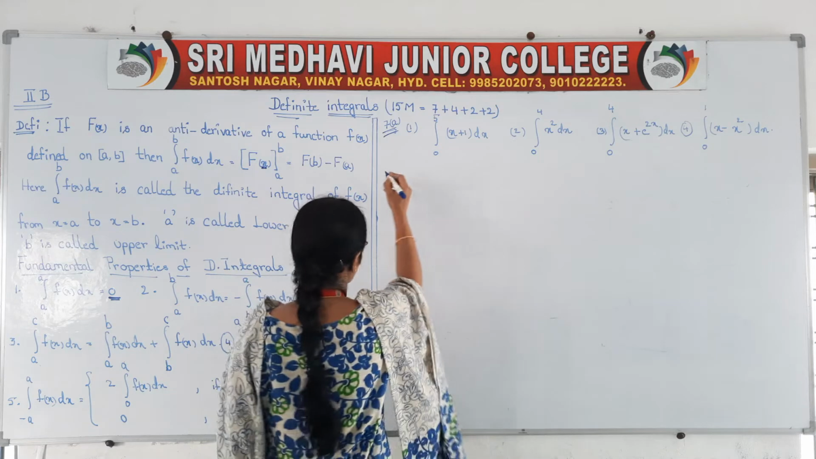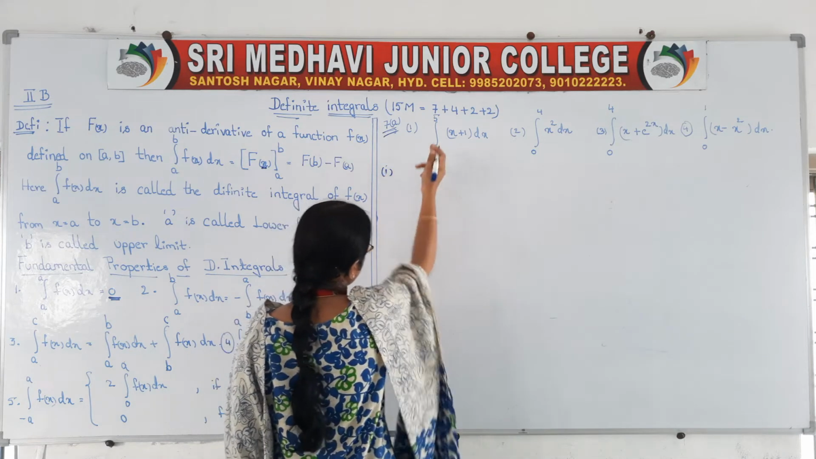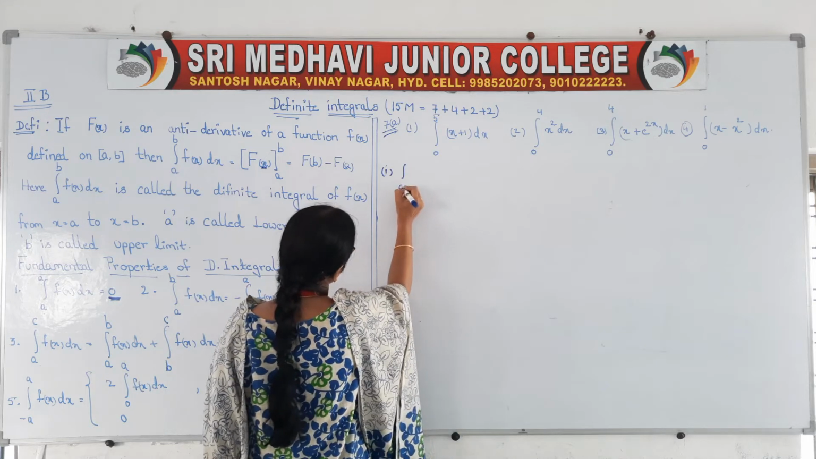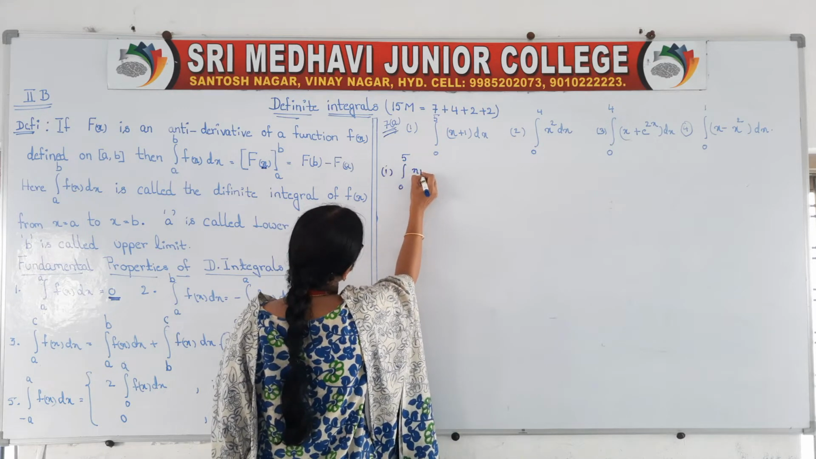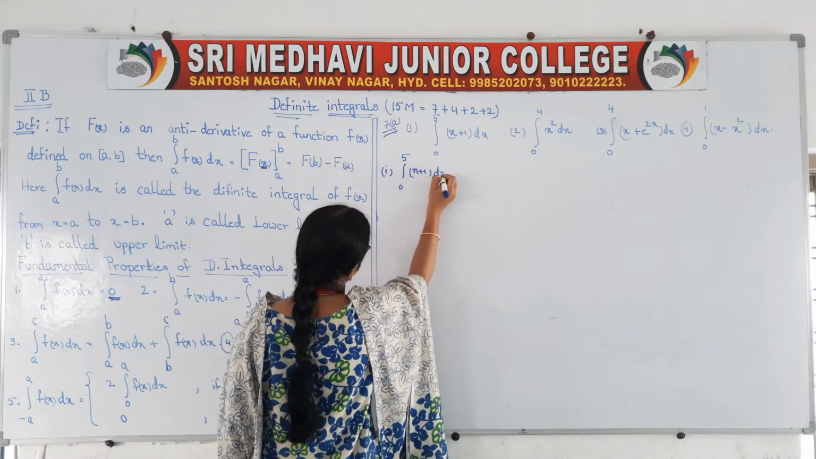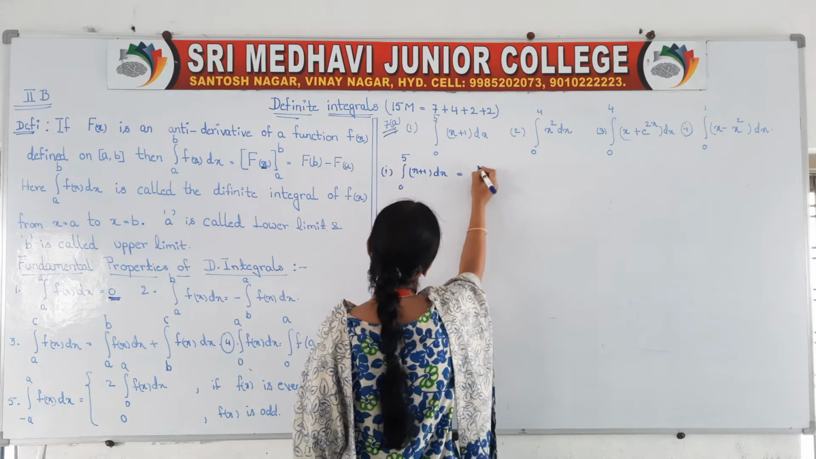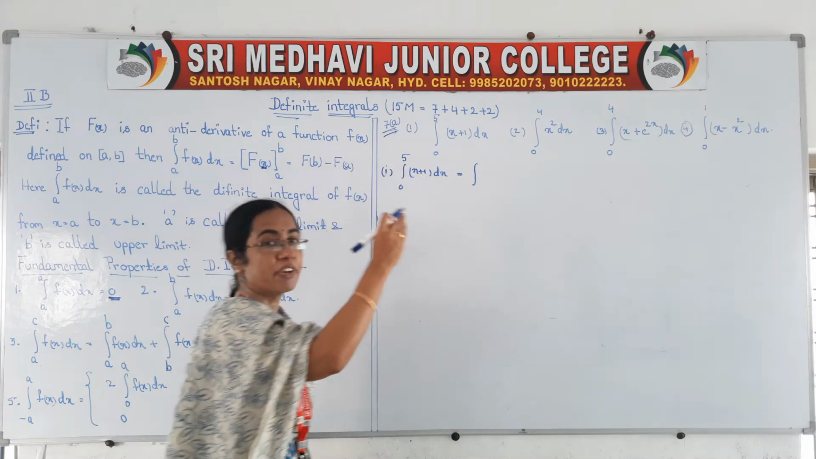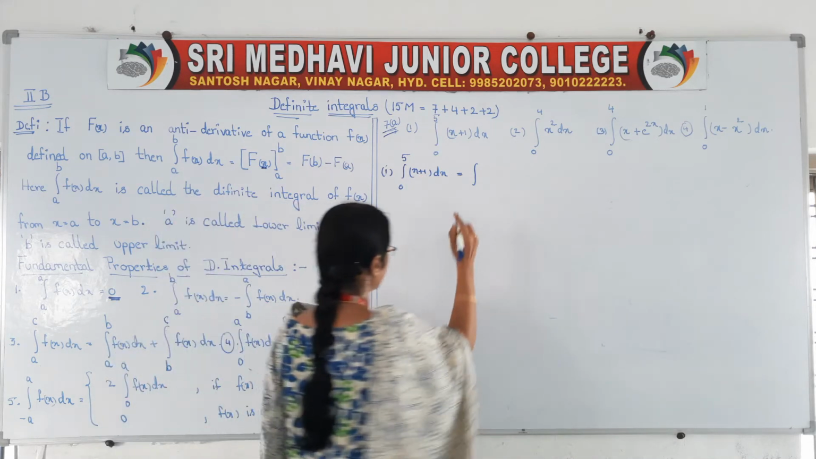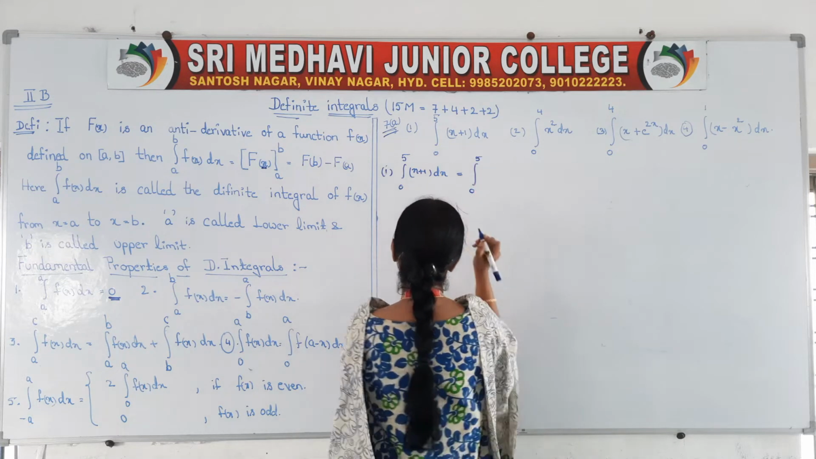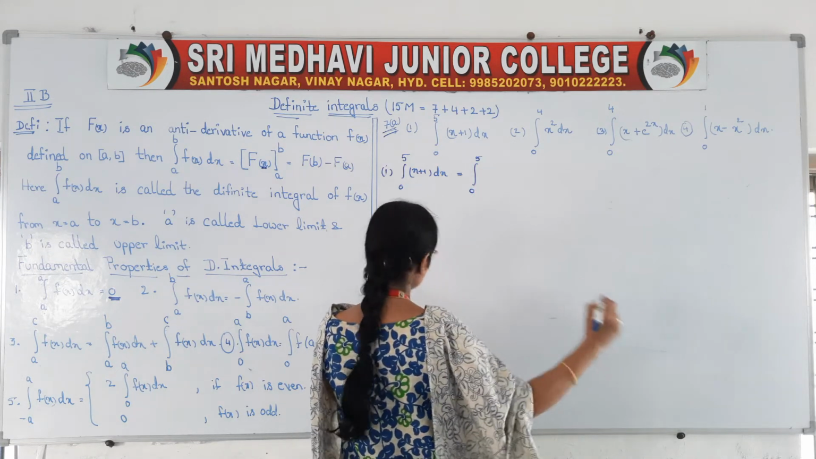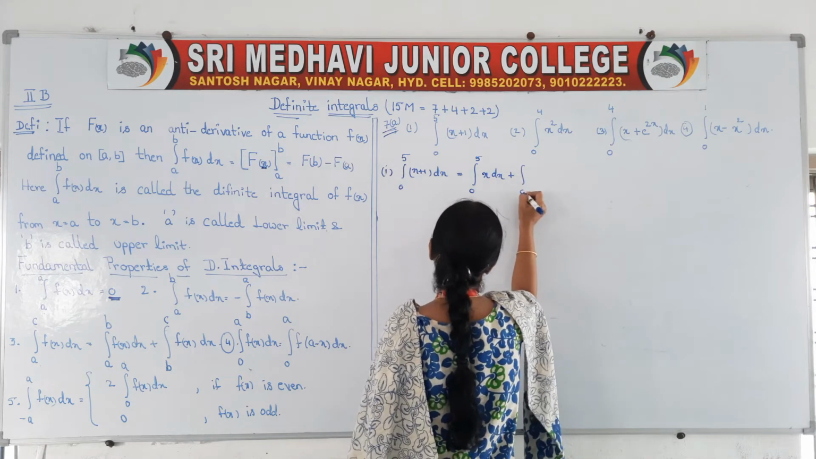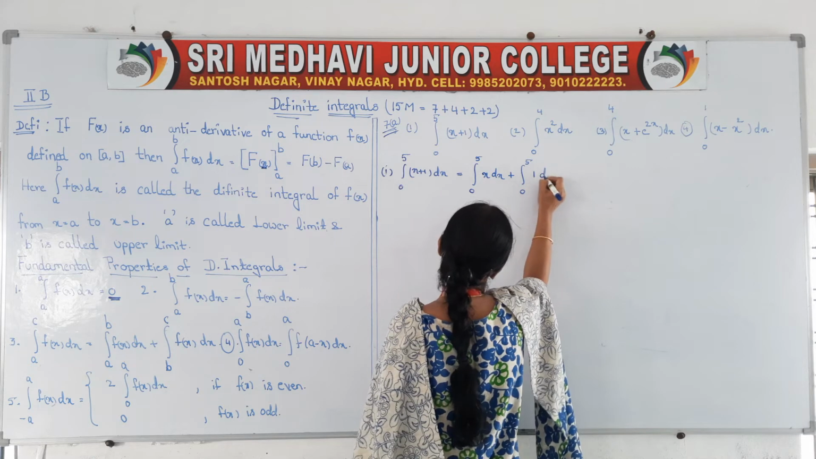Okay, so come on, first we will take the first question, integral 0 to 5 of x plus 1 dx. How can we write this? Take it separately, plus is there, right? Whenever plus is there we will take separate integrals. So it is integral 0 to 5 x dx plus integral 0 to 5 1 dx.